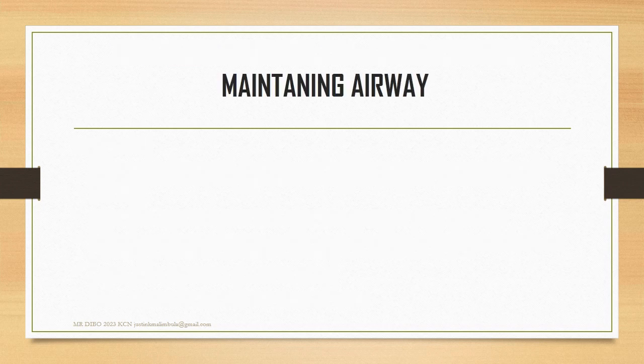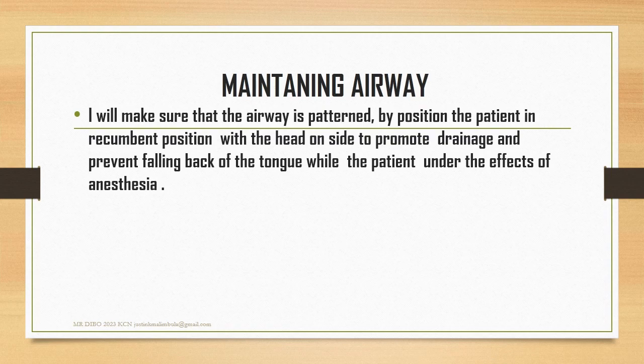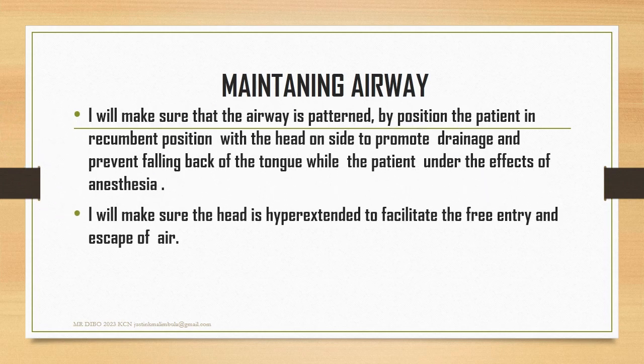Then make sure that your room is quiet to promote rest, and make sure that your room is clean to prevent cross infections. Then you move to maintenance of airway. Under maintenance of airway, you are going to make sure that the airway is patent by positioning the patient in the recumbent position with the head on one side to promote drainage and prevent falling back of the tongue while the patient is under the effects of anesthesia. This is very important because it will keep the airway patent.